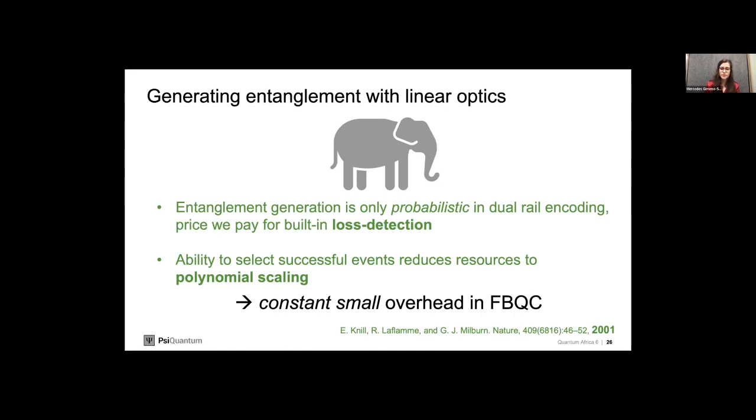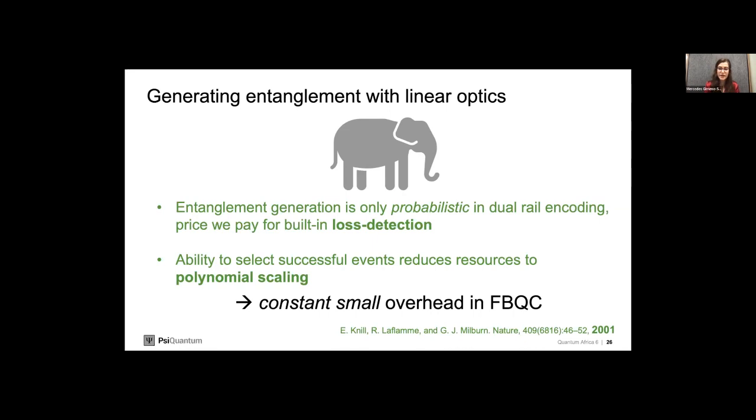So in terms of entanglement, yes, it is true that with dual rail encoding, we only have probabilistic entanglement. However, it is not the case that you have a probabilistic operation and then you have to get them all to succeed. We have the ability to select successful events to reduce the number of resources. And actually, this is what leads to the polynomial scaling of the first proposal for optical quantum computing from Knill, Laflamme and Milburn back in 2001.